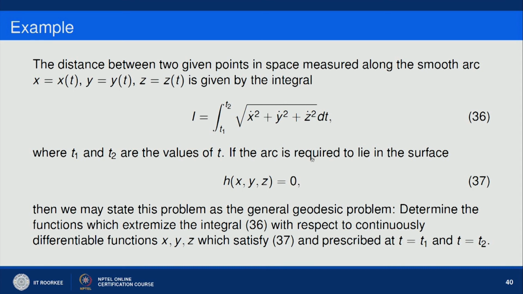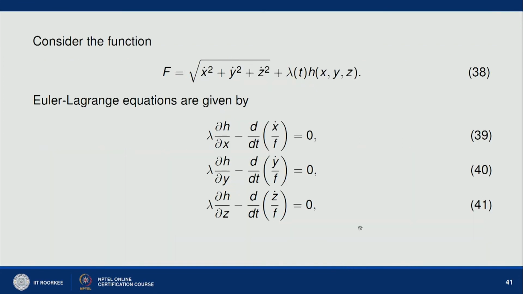So, here we want to minimize this functional. This is the same problem which we can consider as the geodesics problem. So, determine the function extremizing the integral 36 with respect to continuously differentiable functions x, y, z which satisfy the condition 37, meaning we have to find the curve on this surface having minimum distance between the points t1 and t2. So, here your capital F is given as the square root of x dash square plus y dash square plus z dash square, plus lambda of t times h of x, y, z.